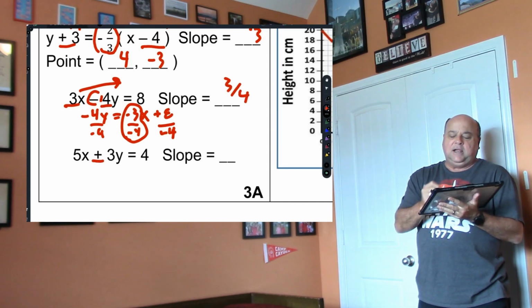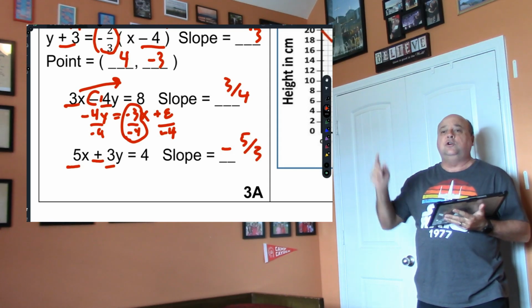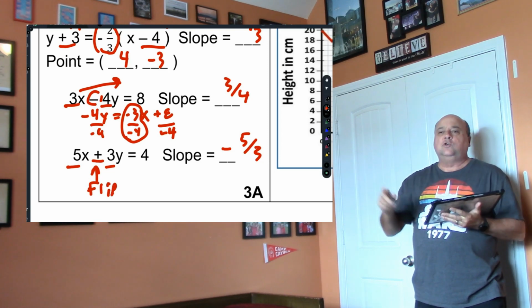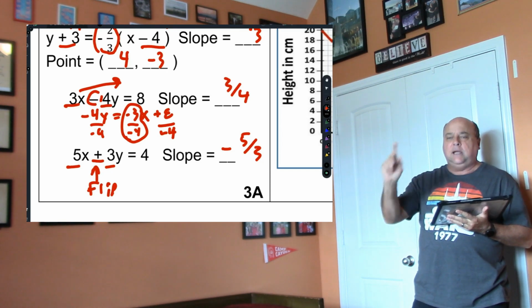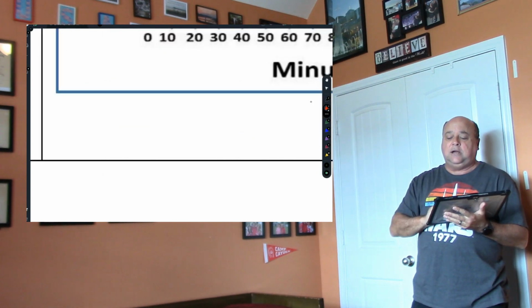Same thing on this one. The opposite of a positive is a negative. My slope's going to be 5 over 3. Y'all got to know that these two numbers form your slope, and you flip that sign. So you flip the sign in front of the y, put your a over b. The number in front of x over the number in front of the y, that is your slope in standard.